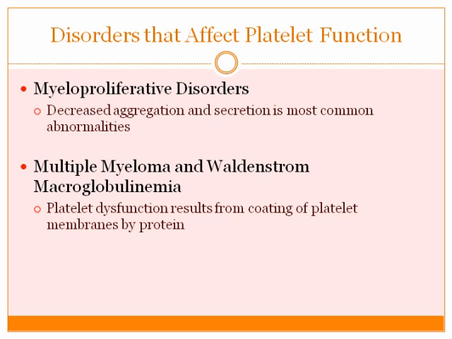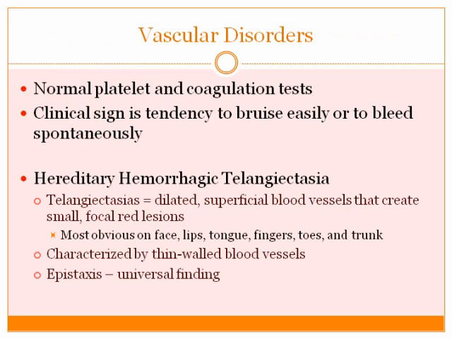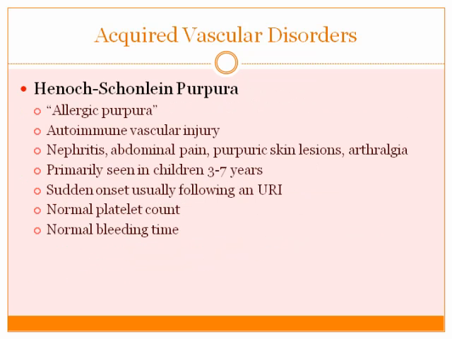All right, disorders that affect platelet function. Again, with those myeloproliferative disorders, we will see some platelet function abnormalities occurring. Also in multiple myeloma and Waldenström macroglobulinemia. In the vascular disorders, we see hereditary hemorrhagic telangiectasia. I know I don't say that very well, but anyway, with vascular disorders, it's all about the blood vessels that are abnormal. And blood vessels have a role in clotting. When they're abnormal, we do have a tendency to bleed as a result. So we will see very thin-walled blood vessels in this disease. Epistaxis is a very common finding.